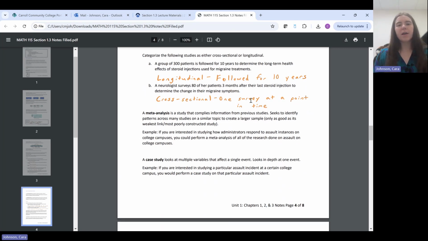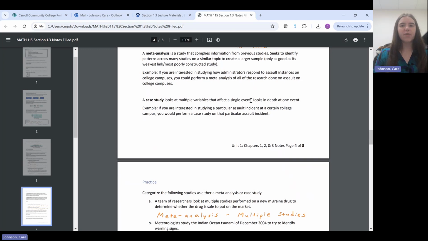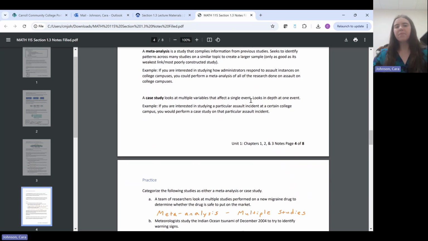So continuing on with the types of observational studies. A meta-analysis is a study that compiles information together from previous studies. So we're looking for some sort of trend or pattern across many studies on the same topic. By putting several studies together, you get a larger sample and a better picture. This is only as good as its most poorly constructed study, obviously, so you want to make sure you have high quality studies included in this.